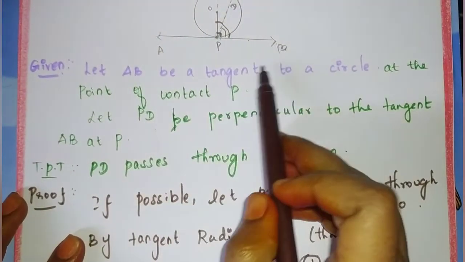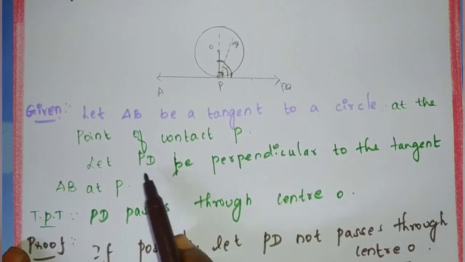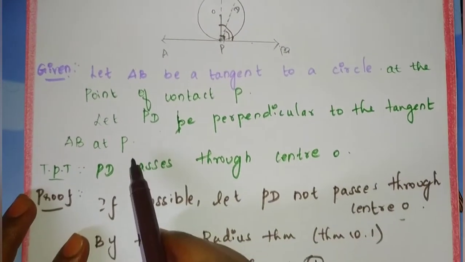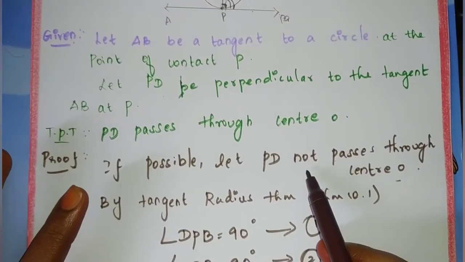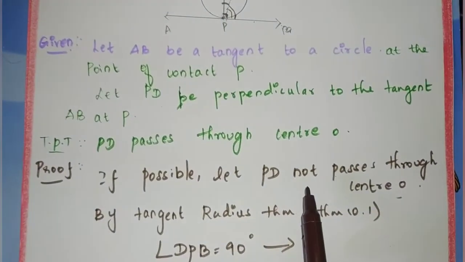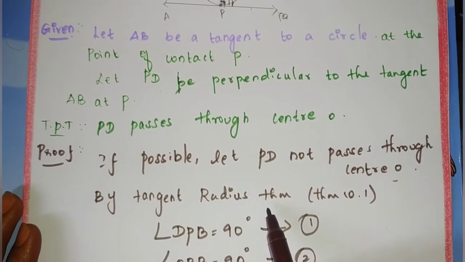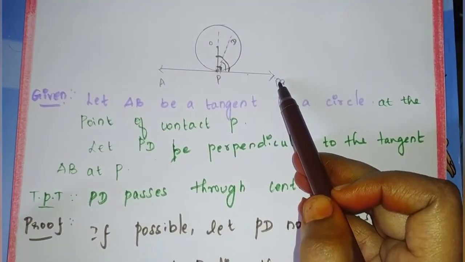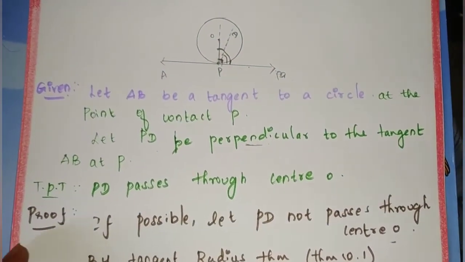Let AB be the tangent to the circle at the point of contact P, and PD be perpendicular to the tangent AB at P. That you are going to take, and you are going to prove that PD passes through the center O. For that, I am going to consider that it does not pass through the center O. By the tangent radius theorem, we can tell that DPB is equal to 90 degree by this statement, and then OPB is equal to 90 degree by this statement.